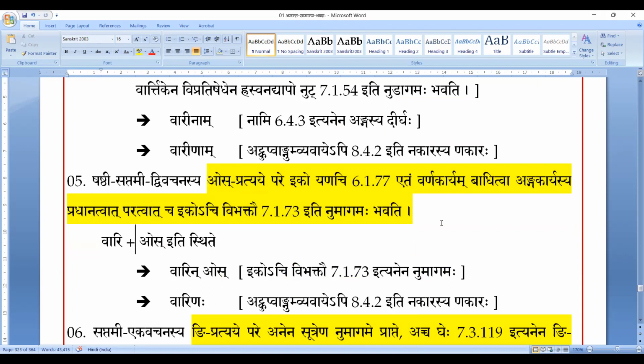So Vari plus Os. So Yochi Bhakto by that Num. Therefore, we get Vari Noho. Vari Noho, not Vari Naha. Vari Noho.